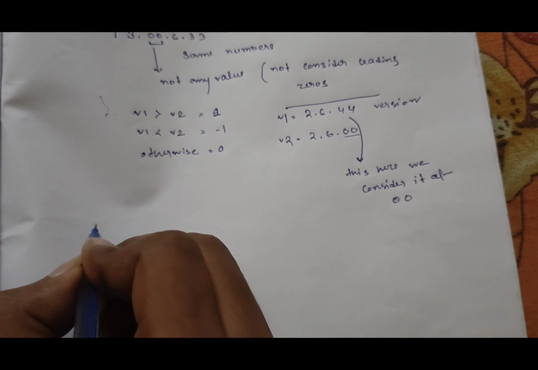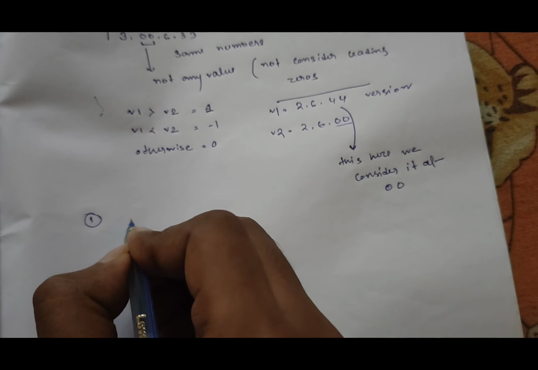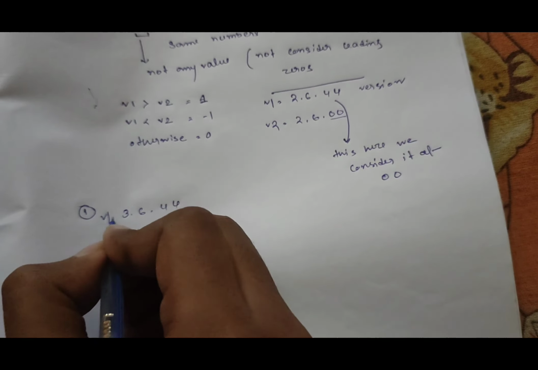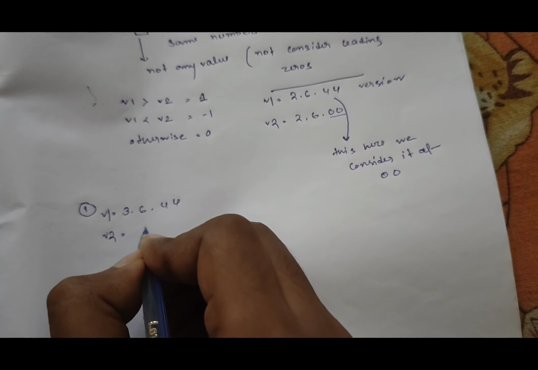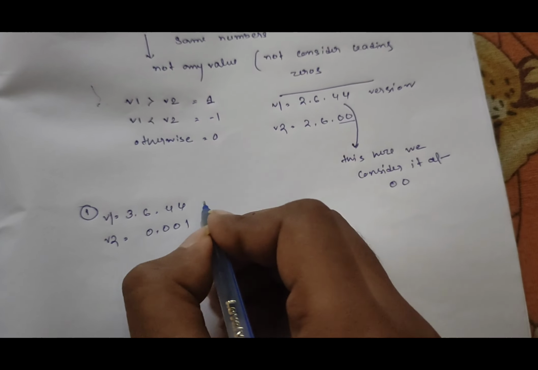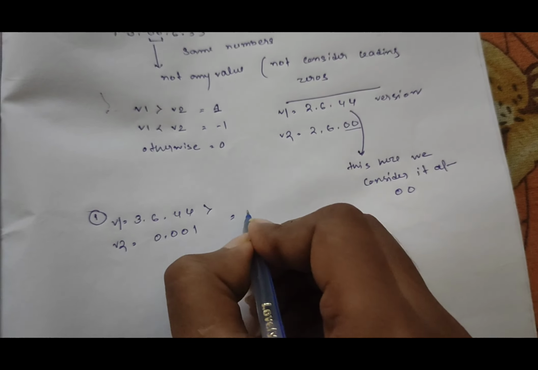Let's check some test cases. In the first test case, 3.6.44 is given in version 1 and in version 2 they give us 0.001. You can easily check that version 1 is greater than version 2, so you just return 1.